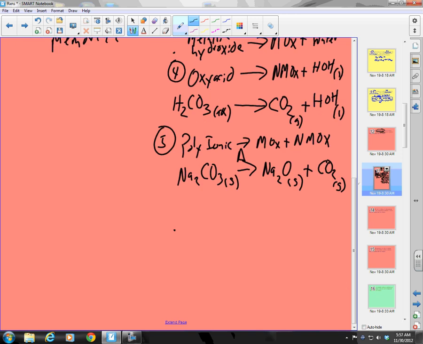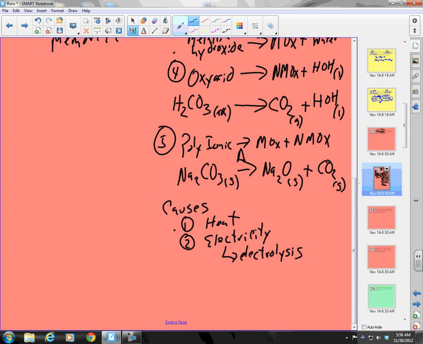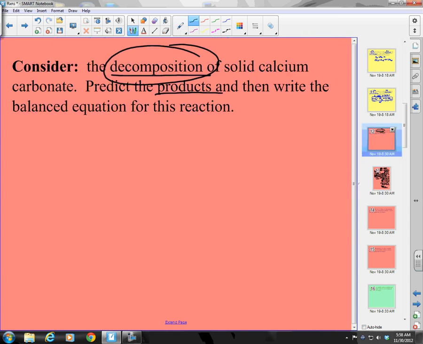Now, what are the typical causes of decomp? Well, one, you figured out, is heat. Heat is often used to force a decomposition. And 2, the other one is electricity. And we often refer to this as electrolysis. The electrolysis of water, for instance. Okay? Cool. Let's see if we can answer our questions.